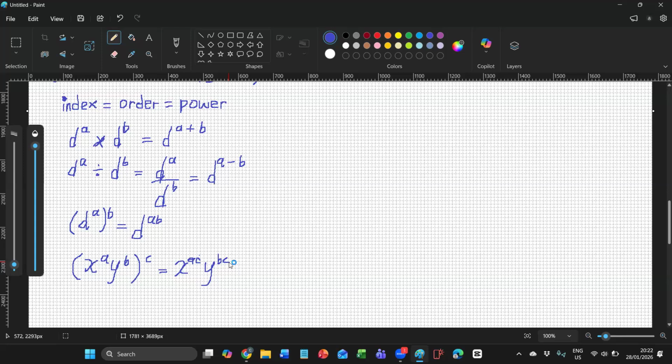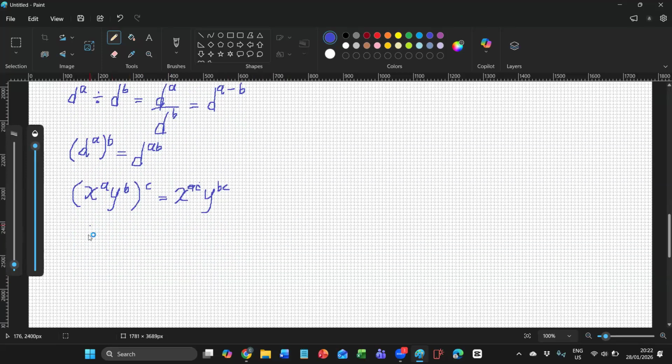And I'm sure you pretty much know that if this kind of thing can happen with multiplication, it can also happen with what? Division. When, in this case, the bases are not the same. So let's say that you had something like this. x raised to the power of a divided by y raised to the power of b, and all this is raised to the power of c.